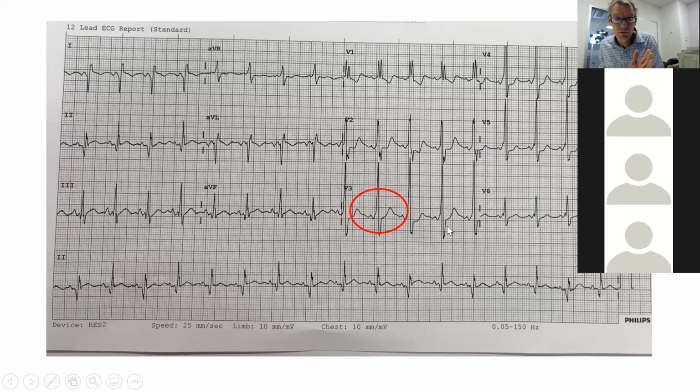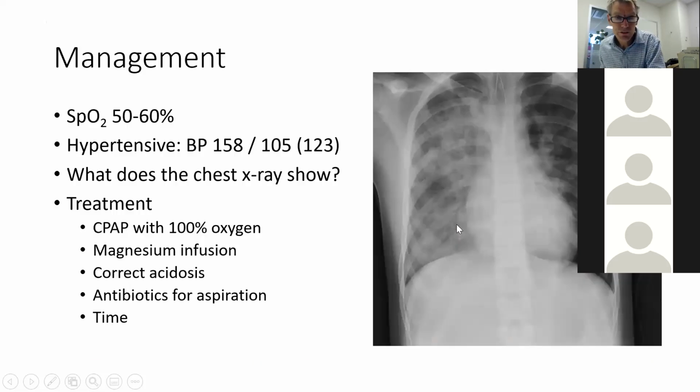He was previously quite well, and then he just went into sudden torsade while playing soccer. Yes, that's right. And when he presented, he was severely hypoxic, and he was quite hypertensive after he was defibrillated. What does the chest X-ray show? What do you think it might show?